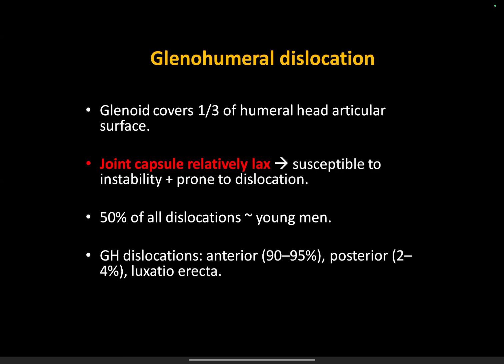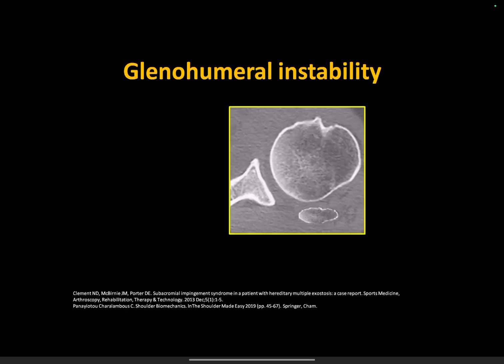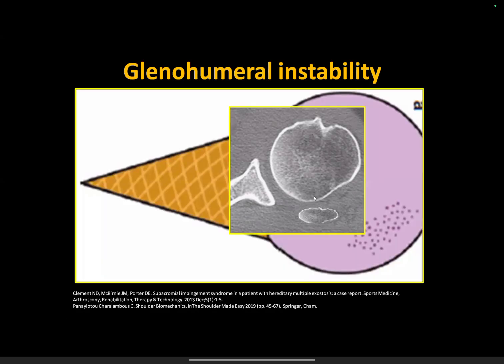50% of these dislocations occur in young men, and in 90 to 95% of the cases, they are anterior dislocations. Less than 5% are posterior dislocations, and less than 1% are inferior dislocations, or luxatio erecta. As we said, the glenohumeral joint is made of the articulation of the glenoid with the humeral head, basically like an ice cream scoop sitting on top of the cone itself.